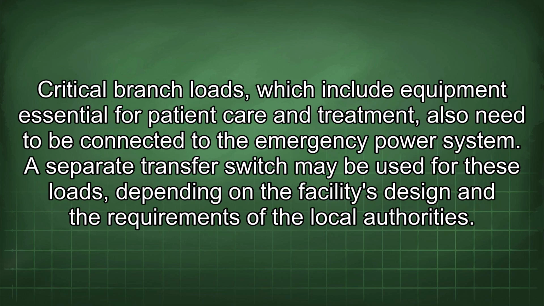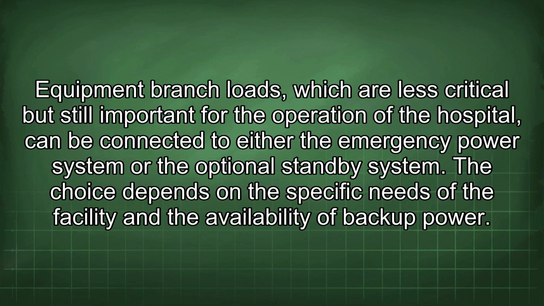Critical branch loads, which include equipment essential for patient care and treatment, also need to be connected to the emergency power system. A separate transfer switch may be used for these loads, depending on the facility's design and the requirements of the local authorities. Equipment branch loads, which are less critical but still important for the operation of the hospital, can be connected to either the emergency power system or the optional standby system. The choice depends on the specific needs of the facility and the availability of backup power.